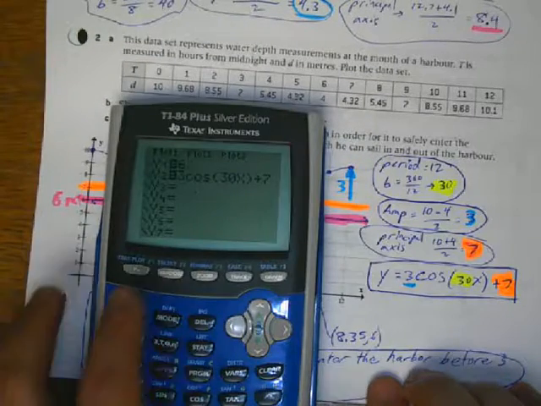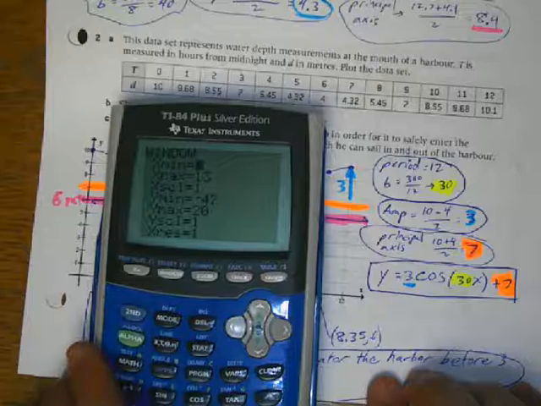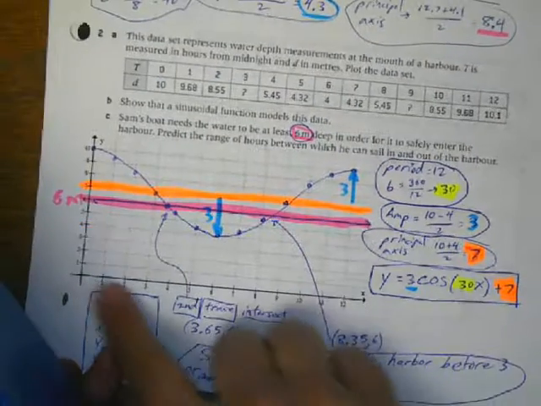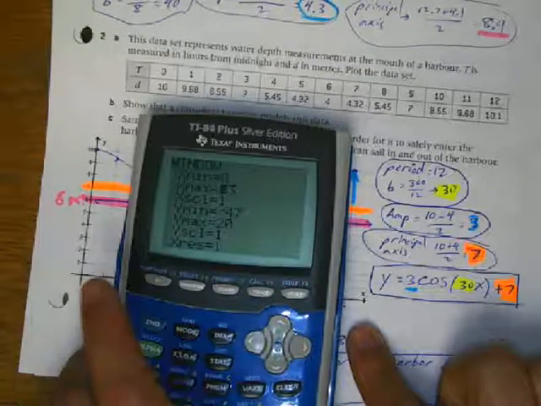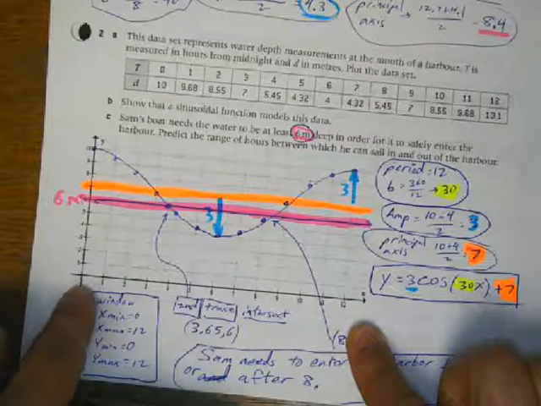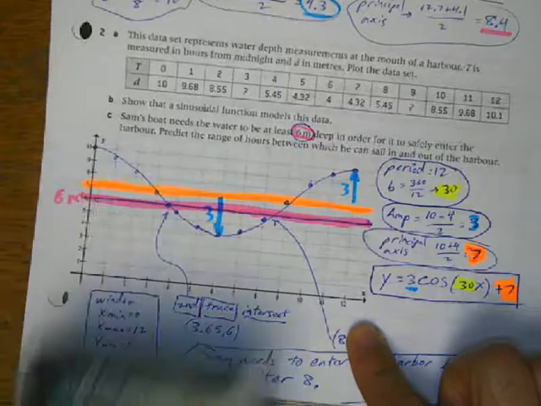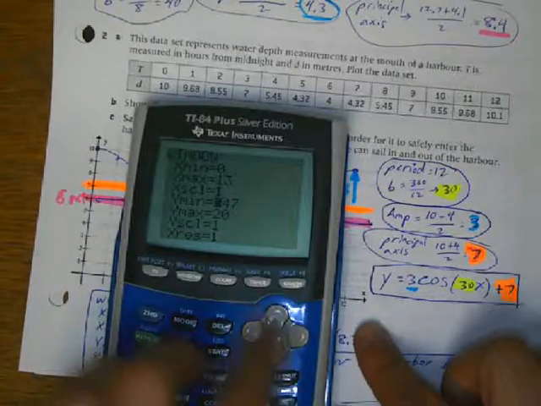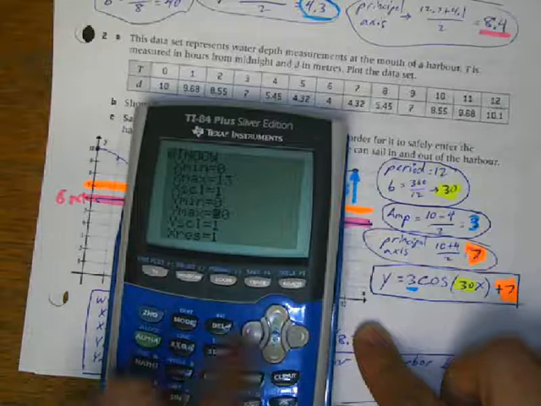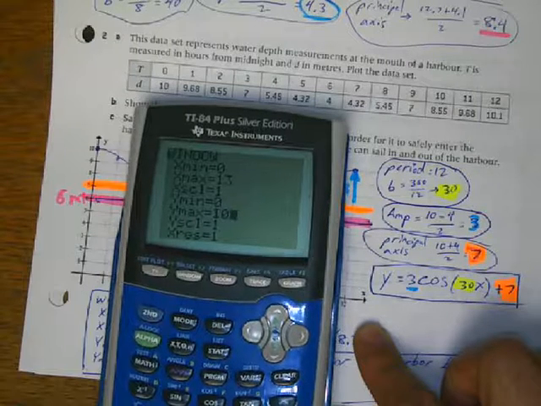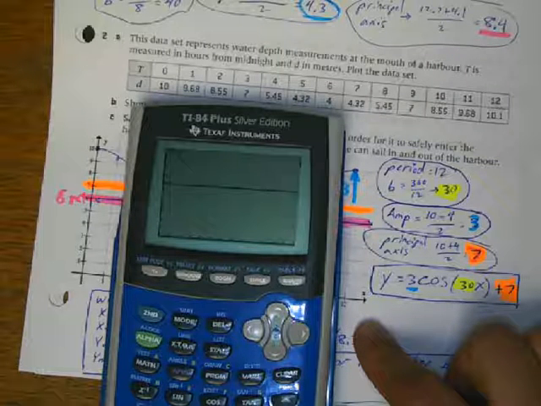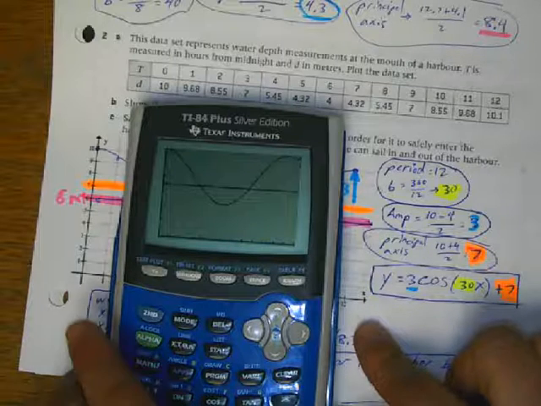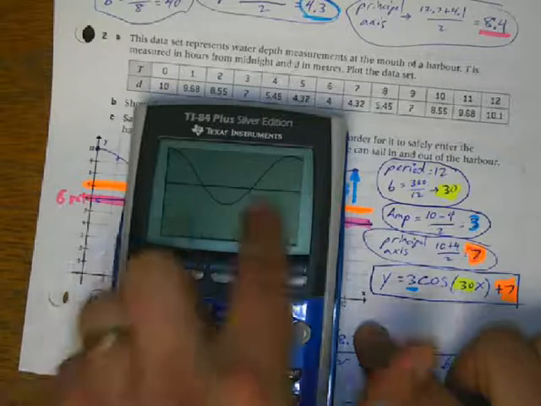And then once again, we need to change the window for every single one of these. So the x distance is going to be 12. I can leave that at 13. And the minimum I'm going to have is 0, and the maximum at 10. So the y minimum I'm going to change to 0, and the y max I'm going to set at 10. And now we should see my graph. Okay, so this is the pink line, which is at 6 meters.